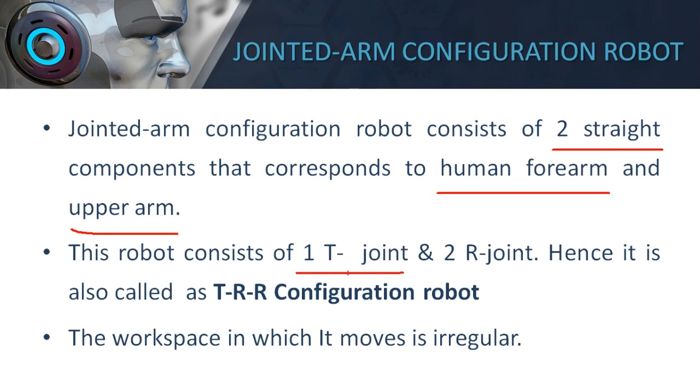Whereas coming to jointed arm configuration, say for example, you want to rotate 360 degree, then you should have a twist joint, and then two R joints. R joint is nothing but rotational joint. This rotational joint gives the flexibility to move its arm at certain angle, but not completely 360 degree. Okay, it has some constraint. Hence, it is called as TRR configuration robot. Here, the workspace in which it moves is something irregular. That shape cannot be defined. That is why they have given as irregular shaped. We will see how exactly the configuration of a robot is in the next slide.